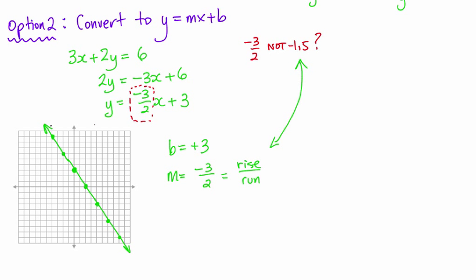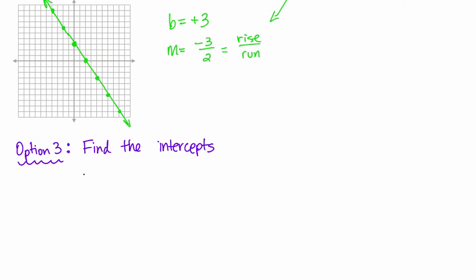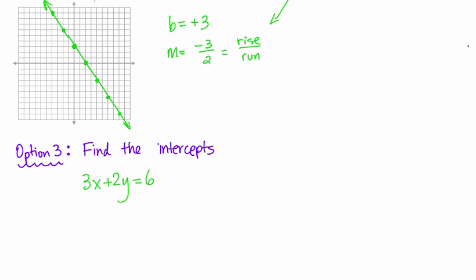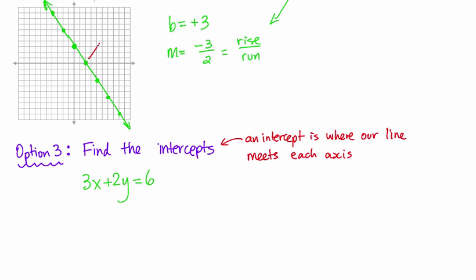So let's take a look at this third option, and I'll keep this graph here so we can continue to see it. Option 3 is to find the intercepts. So 3x plus 2y equals 6. That's our graph. And intercepts are where the line that we're drawing meets the x-axis and meets the y-axis. And specifically, where we meet the x-axis, this will be the x-intercept.